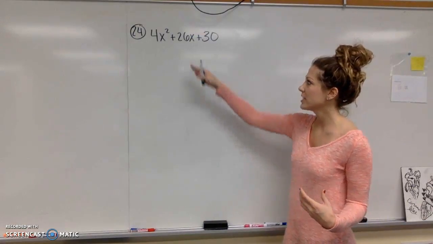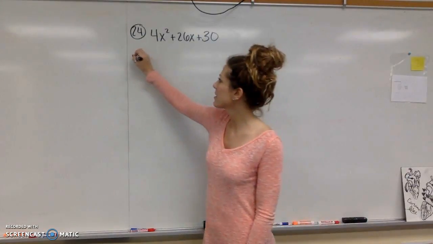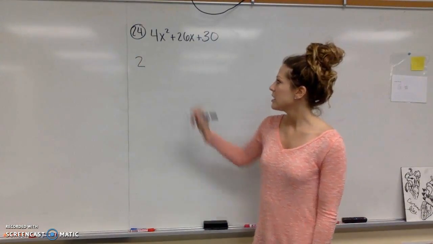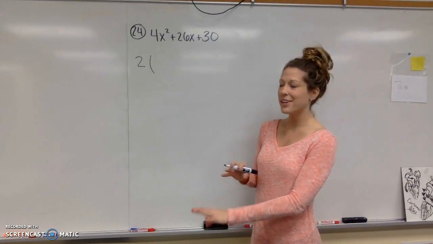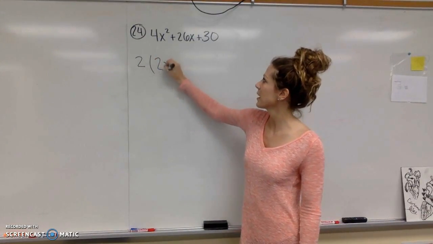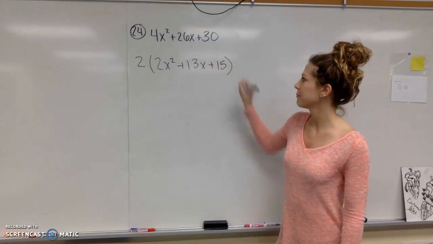And then looking to see if they're all also divisible by 4. They are not. So 2 is our greatest common factor. So when we factor out a 2, or divide a 2 out of each of those terms, we're left with 2x squared plus 13x plus 15.